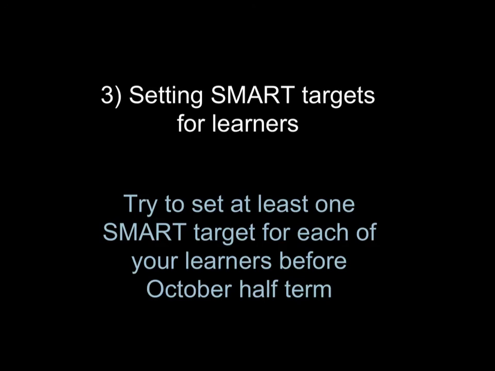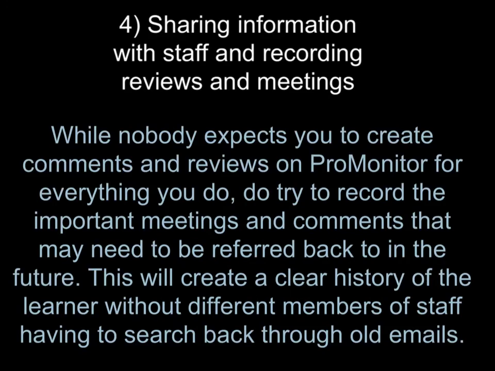Try to set at least one SMART target for each of your learners before October half term. It is better to have 1-2 good quality SMART targets that will help your learner than too many that will overload your learner. Number 4, sharing information with staff and recording reviews and meetings. While nobody expects you to create comments and reviews on ProMonitor for everything you do, try to record the important meetings and comments that may need to be referred back to in the future. This will create a clear history of the learner without different members of staff having to search back through old emails.